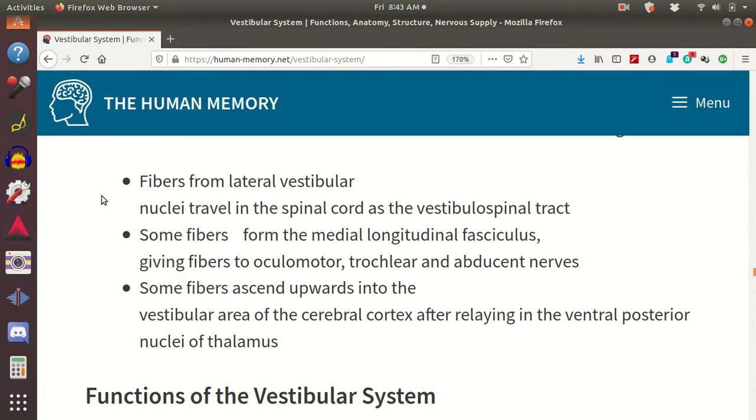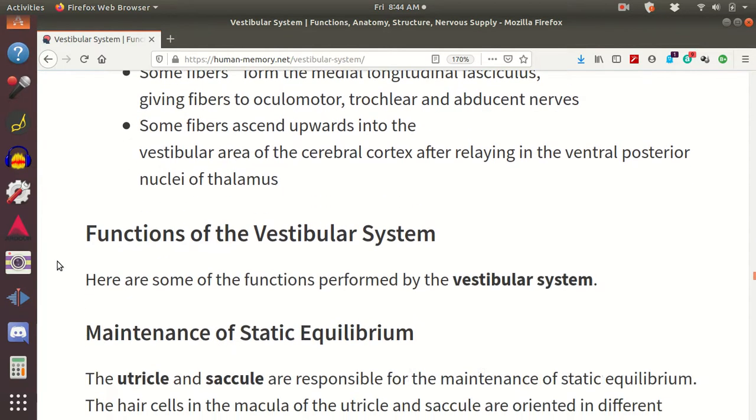Fibers from the lateral vestibular nuclei travel in the spinal cord as the vestibulospinal tract. Some fibers form the medial longitudinal fasciculus, giving fibers to oculomotor, trochlear, and abducens nerves. Some fibers ascend upwards into the vestibular area of the cerebral cortex after relaying in the ventral posterior nuclei of the thalamus.